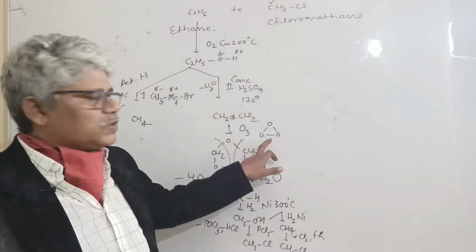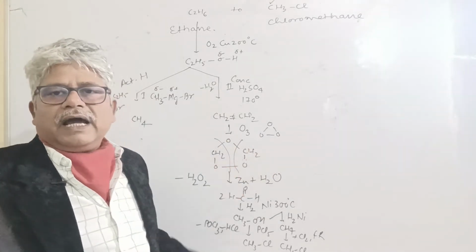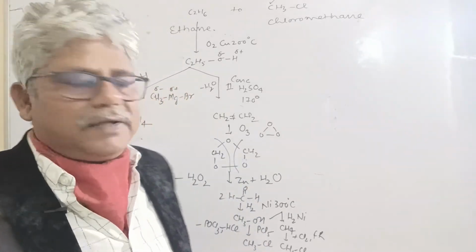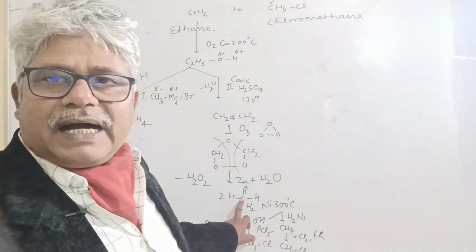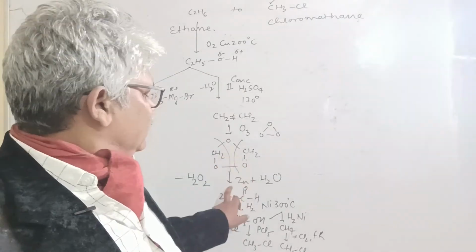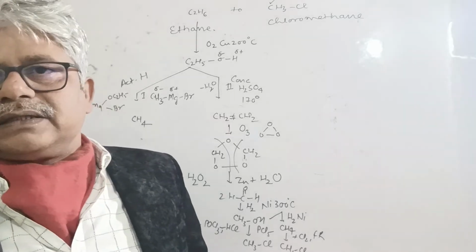Alkene reacts with ozone to give ozonide product, and ozonide when made to reduce under zinc with water, it gives aldehyde with 1 carbon. That is, both these bonds are cleaving. Now aldehyde can be converted to halide like this.